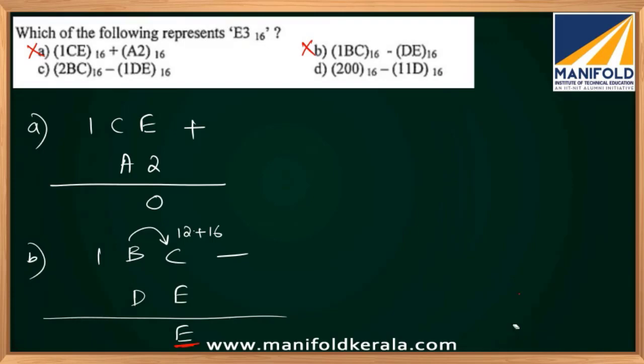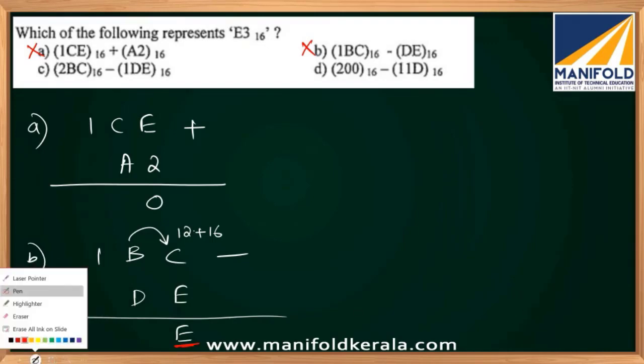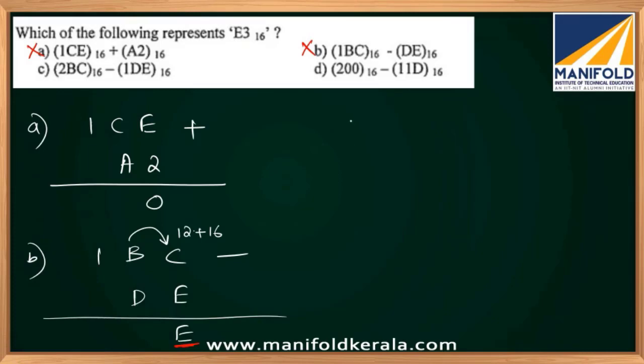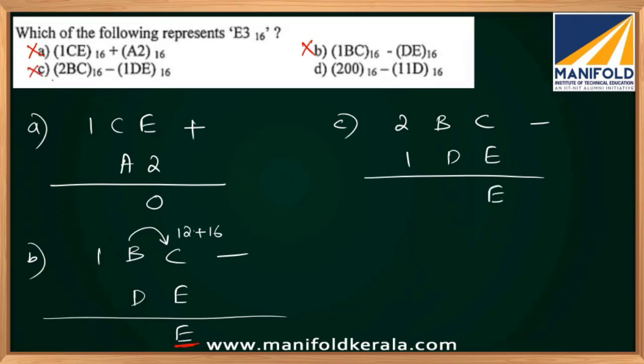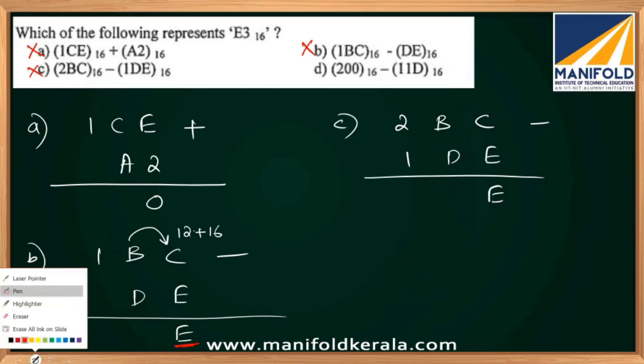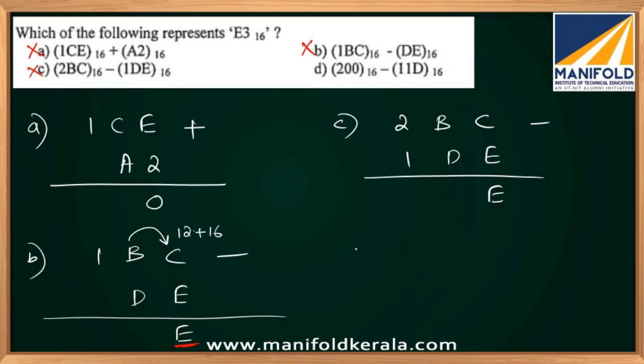Right? And what about option C? What will come at the unit place? To make it fast, option C, 2BC minus 1DE. Again, what will be this, C minus E? C minus E will result in what? If you take the borrow, this will again result in E. So you can immediately discard C also, because we want a 3 here, so definitely this will not result in 3.